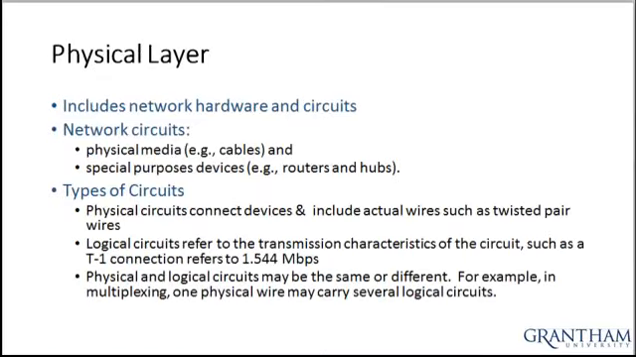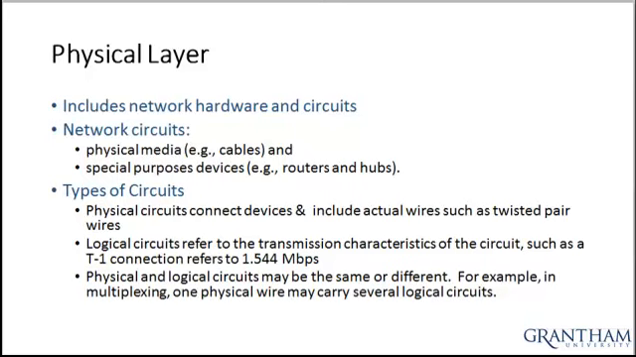We will now look at the physical layer, the second layer. This includes network hardware and circuits. Network circuits are the physical media, for example, cables, and special purpose devices such as routers, bridges, and hubs. And these circuits can either be physical or logical.